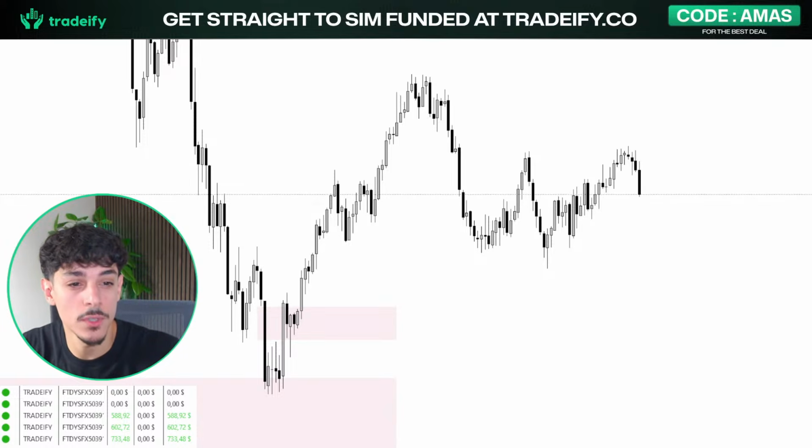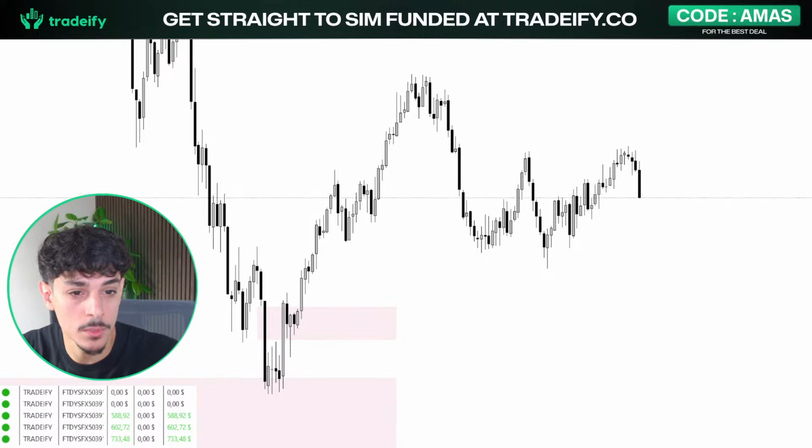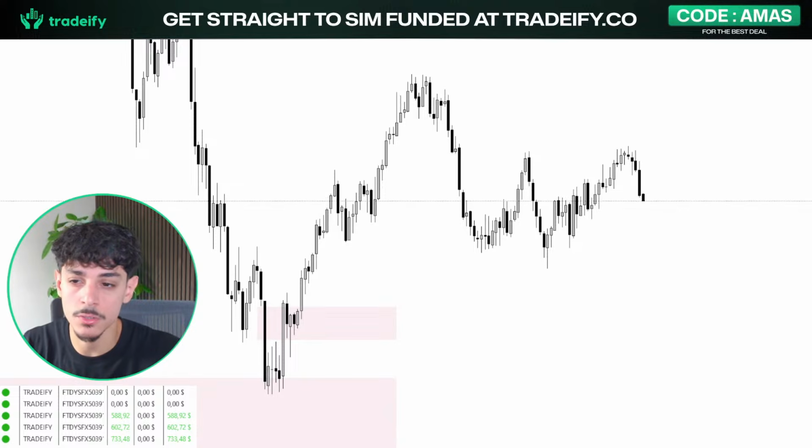If you scale to 5-minute, we still respect the bearish value gap. No, why is this a good trade? Which one? The short trade or the long trade?